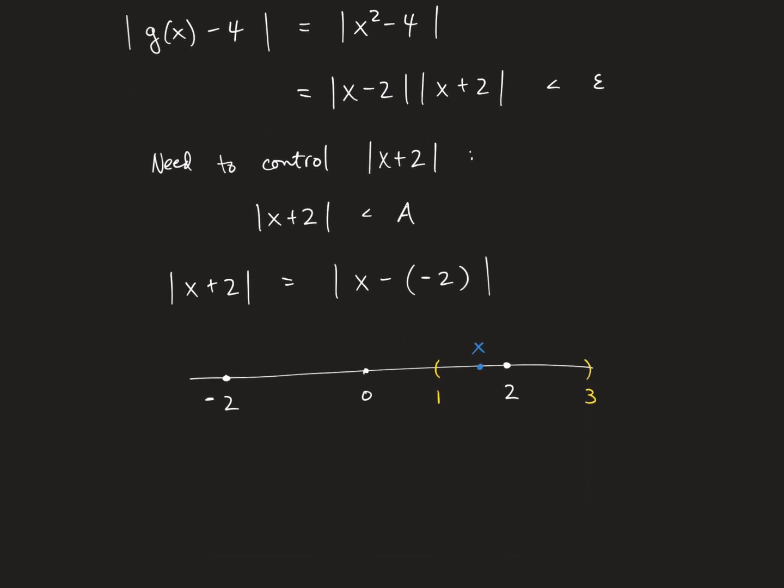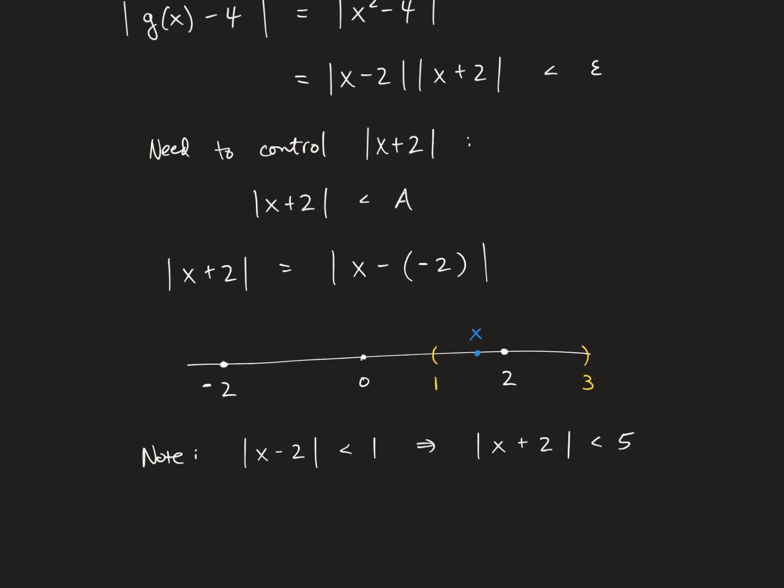So basically what we note here is that if the distance between x and 2 is less than 1, then the distance between x and negative 2, which is to say the absolute value of x plus 2, is less than 5. So this is visually apparent from the picture, and we can substantiate this using the triangle inequality.